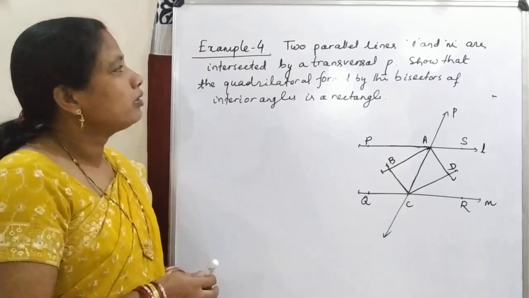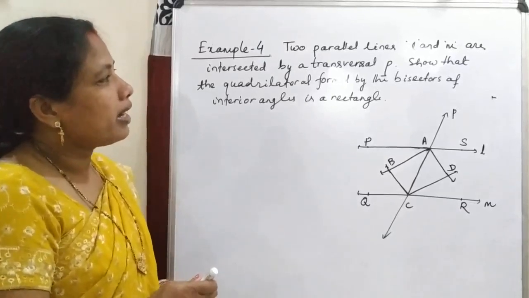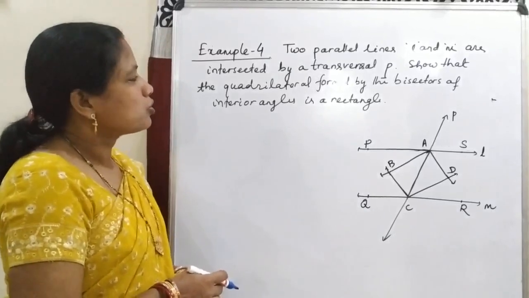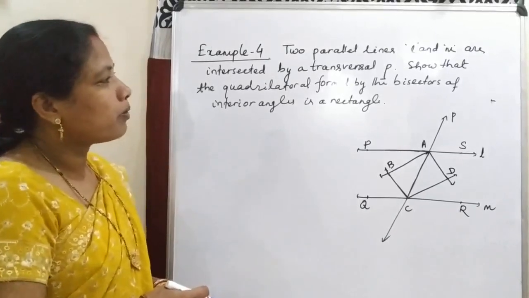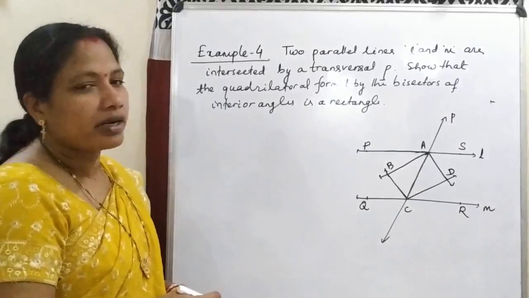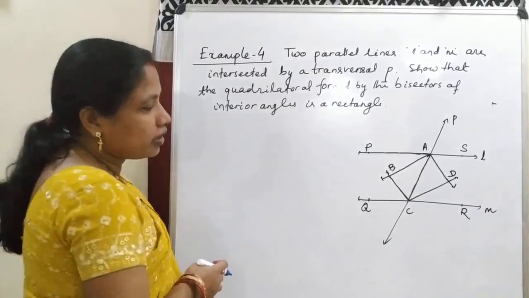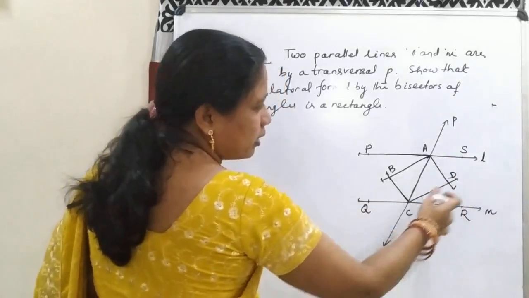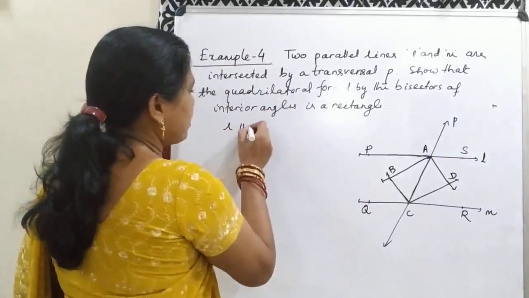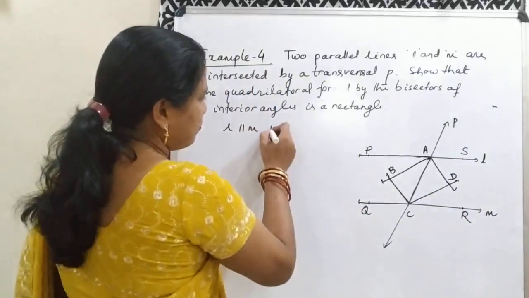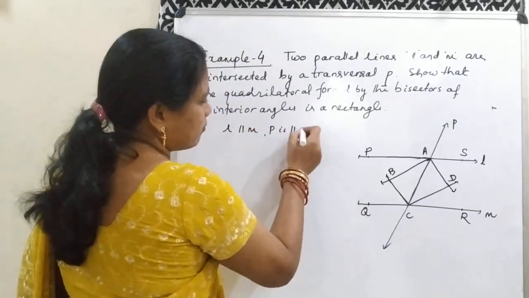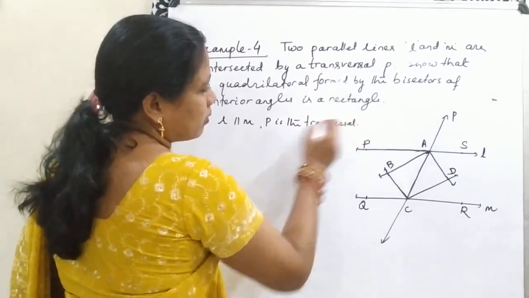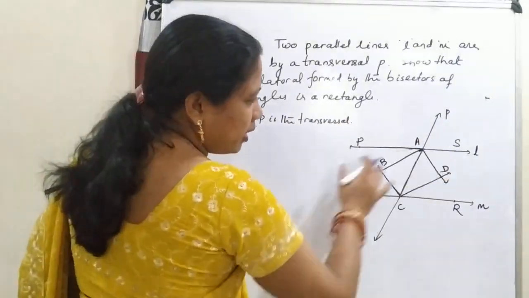Next example: two parallel lines L and M are intersected by a transversal P so that the quadrilateral formed by the bisectors of interior angles is a rectangle. So here L is the line, here M is the line, L parallel to M, and P is the transversal. Here I have given the names to the lines.